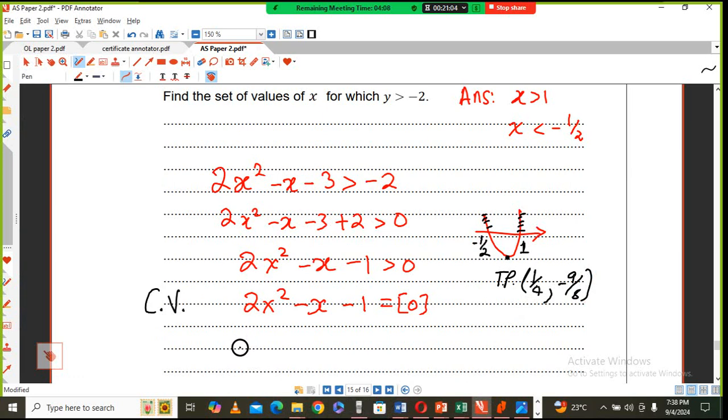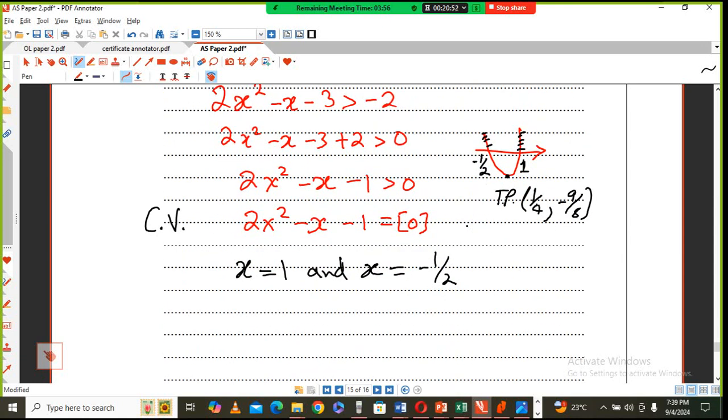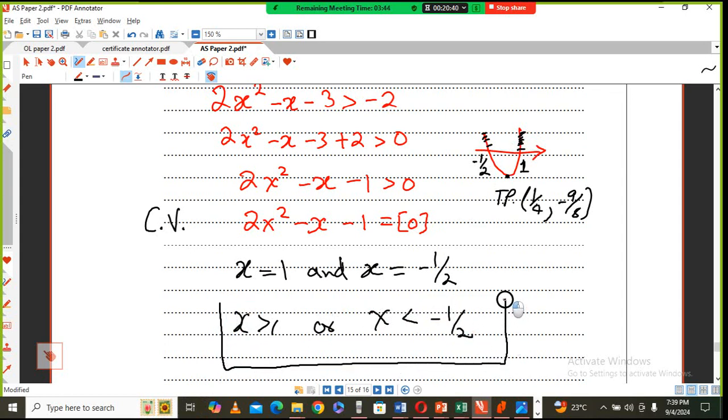So we now know if x is equal to 1 and or if x is equal to negative a half, then because we are dealing with an inequality, our answer should be the same as what you guys have given. X should be greater than 1, or x should be less than what? Less than negative a half. And these are the solutions.